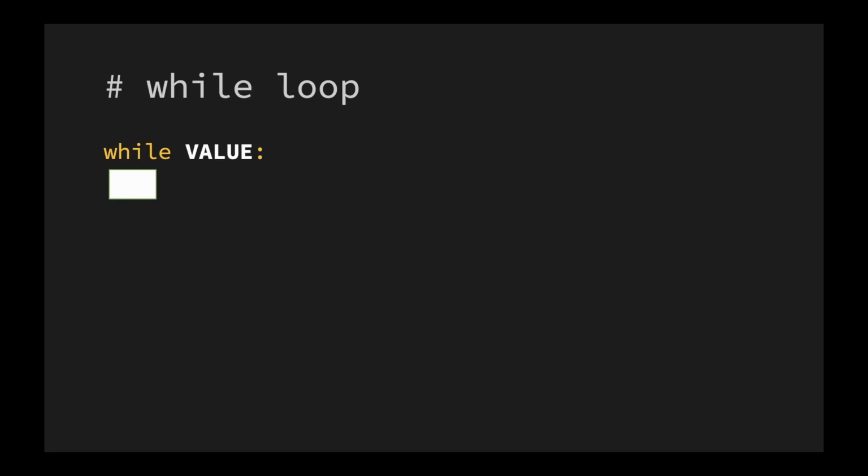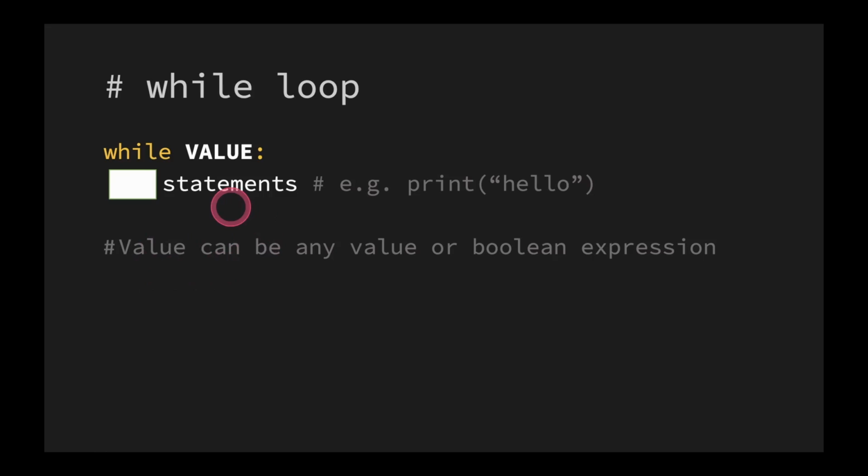And then in the next line, just like the if statement, we have to indent the code and we put the statements that we want to run if this value is true. So this value can be any truthy or falsy value that we looked at in the previous video. Look at the description for that link. Similar to the if statement, this value is any value that can be evaluated into a Boolean value, or it can be a Boolean expression.